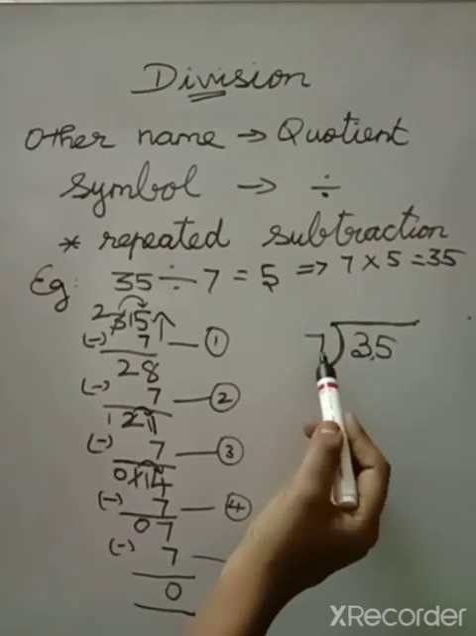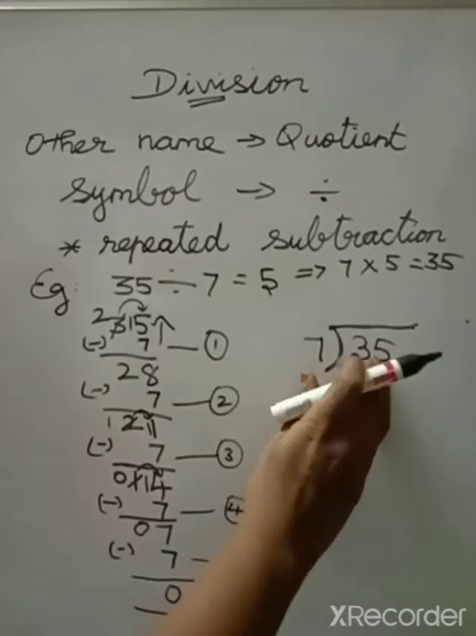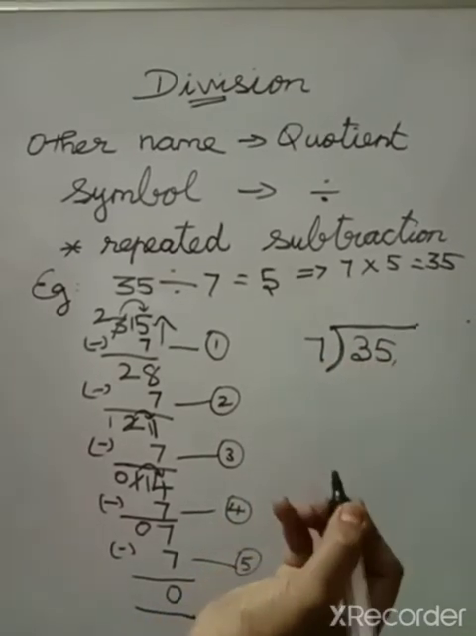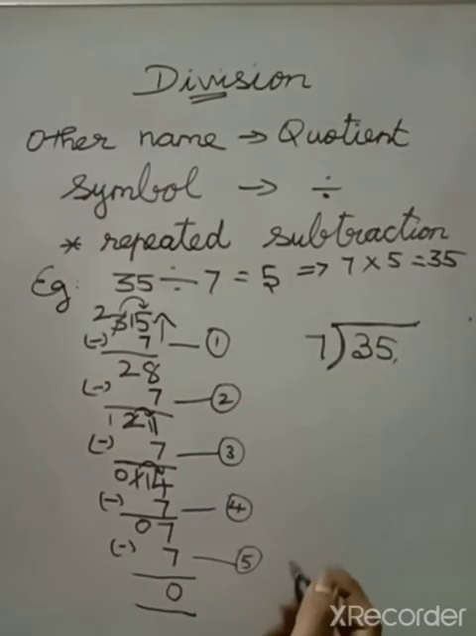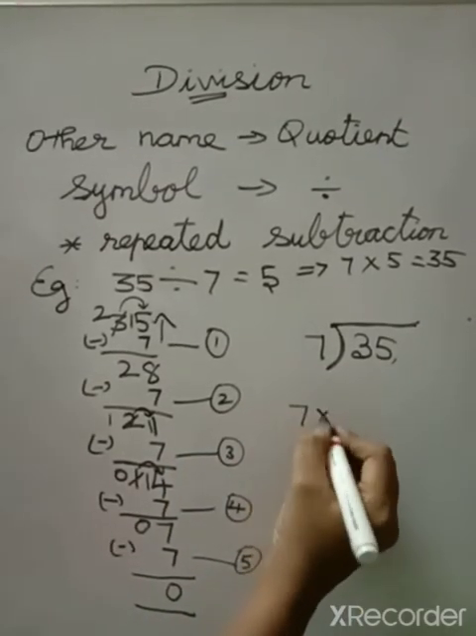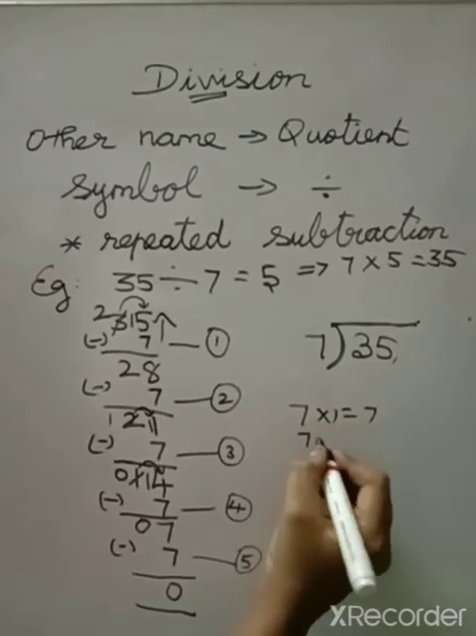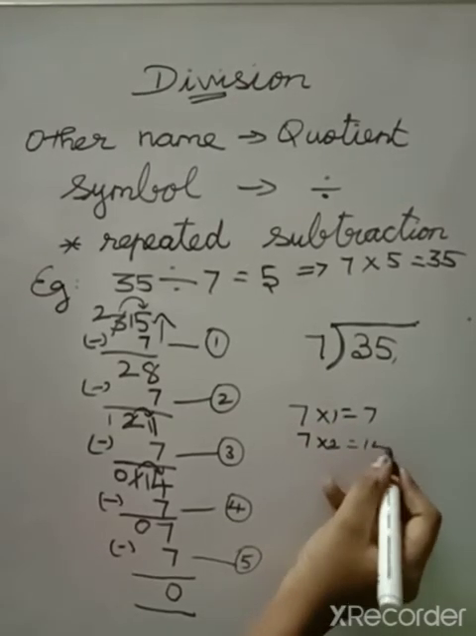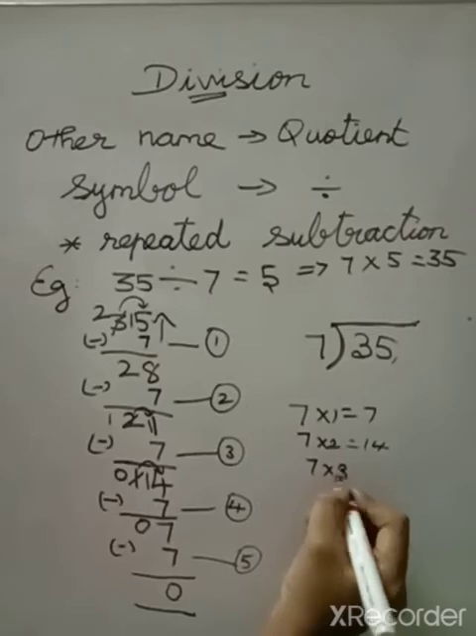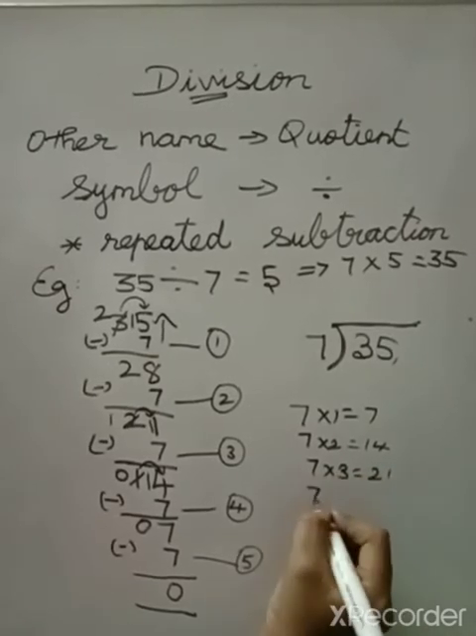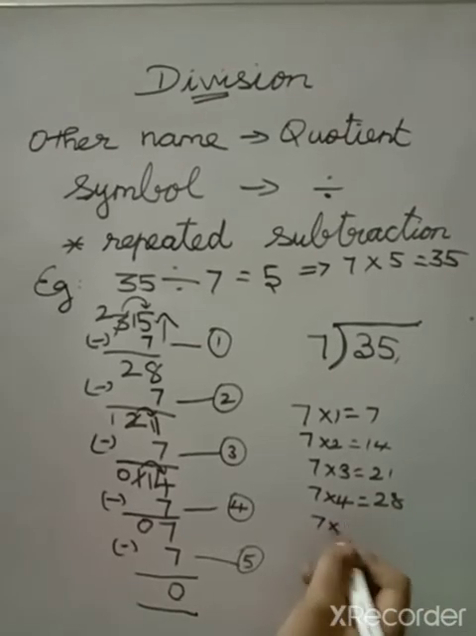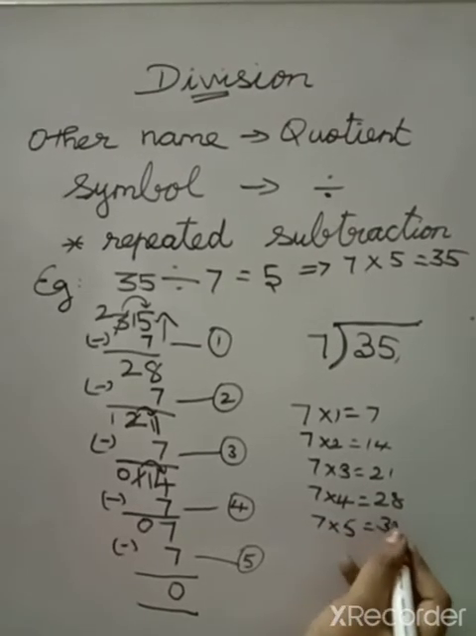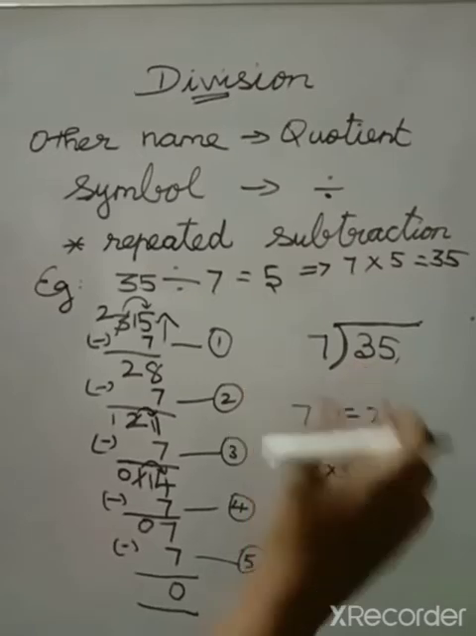Okay, so see here the number is smaller. So what you have to do, you have to take both the numbers. So in 7th table, we have to see how many times 5 comes. See here, 7 1s are 7, 7 2s are 14, 7 3s are 21, 7 4s are 28, 7 5s are 35. So you are getting the number 35, isn't it?